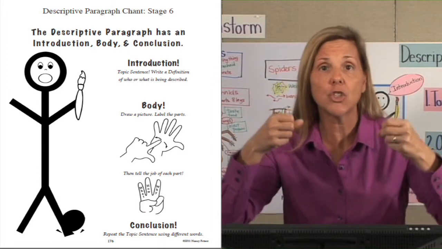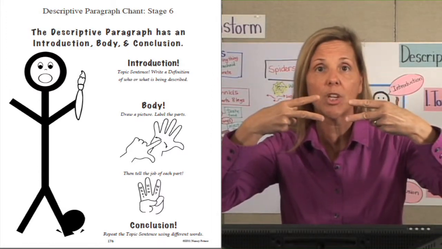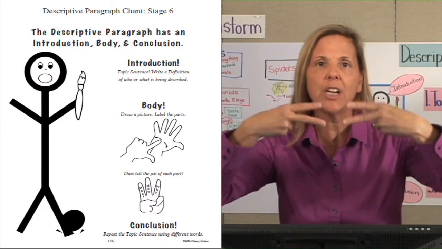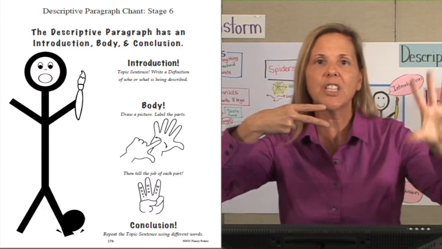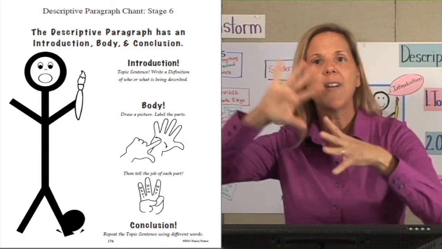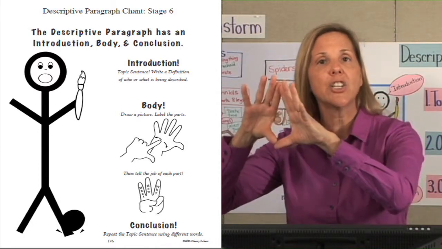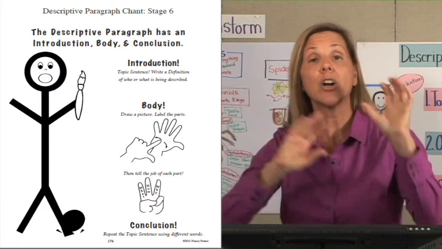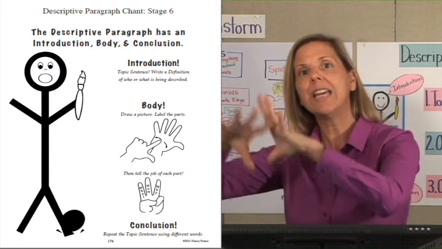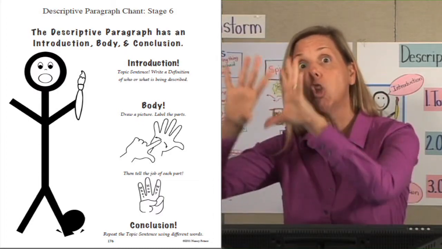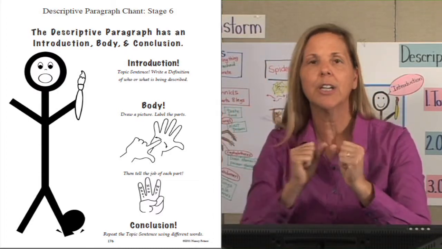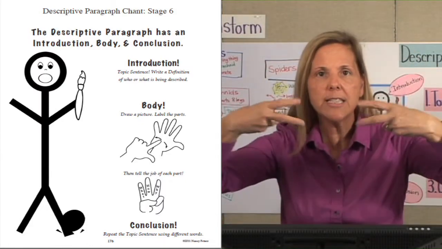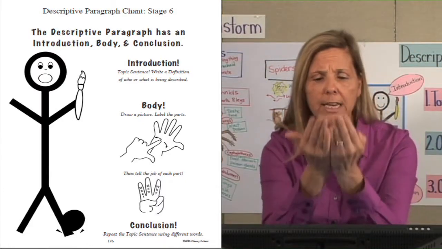Now, when we say definition, we're going to make an equal sign with our hands. Write a definition. The reason why we're doing an equal sign means that whoever the subject is, we're going to define what it is in our description by just telling you quickly, like you would read from a dictionary, what our subject is. Or we're going to give a big picture of what our subject looks like. So when we say topic sentence, write a definition of who or what is being described.